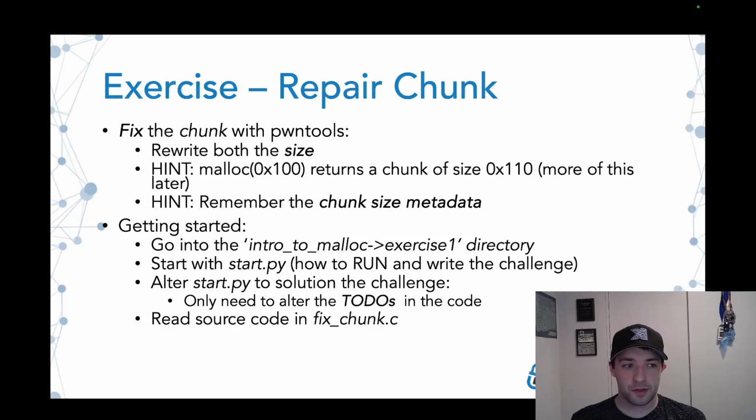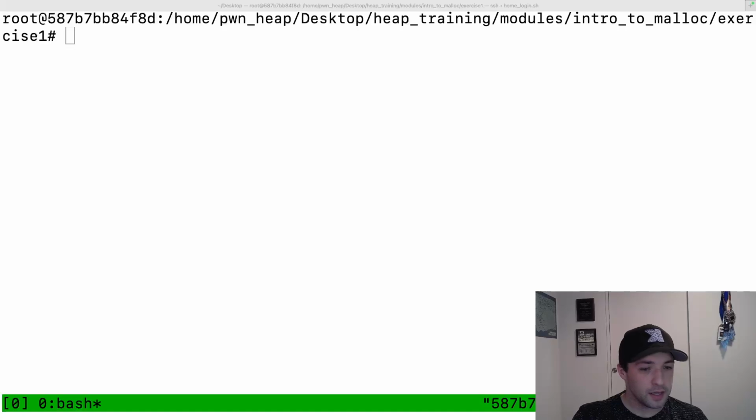In this exercise, our goal is to fix a chunk that has been corrupted. The goal is to demonstrate that you have a good understanding of how chunks are actually structured and the information that's returned to you as a developer. So we are on a different screen. This is my Bash terminal.